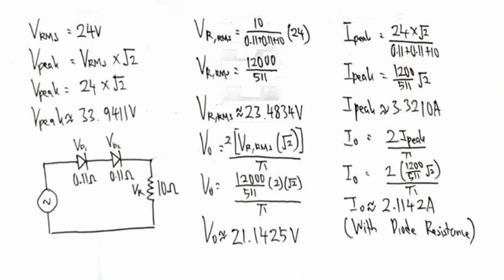From this calculation, we get V peak equals 33.9411 volt, and VRMS equals 23.4834 volt. Output voltage equals 21.1425 volt. And we have calculated the peak current equals 3.3210 ampere. And with this value, we get the output current equals 2.1142 ampere. And this all is the result using the B540C diode.